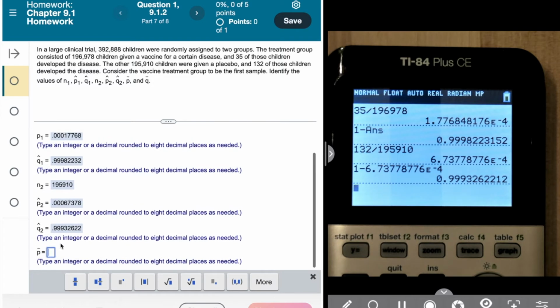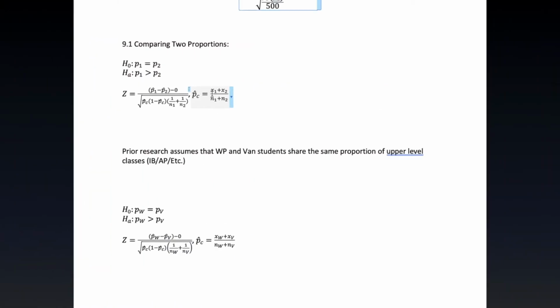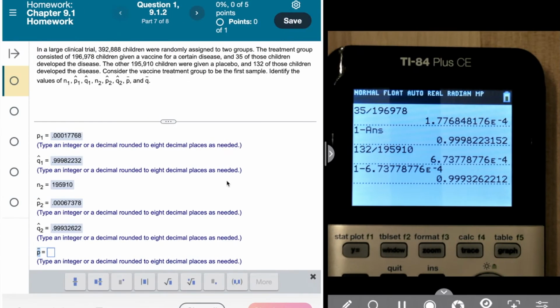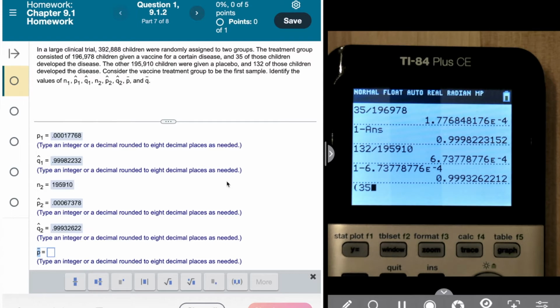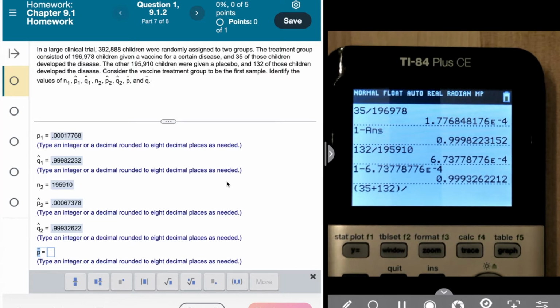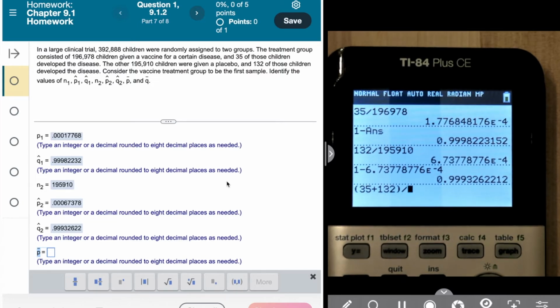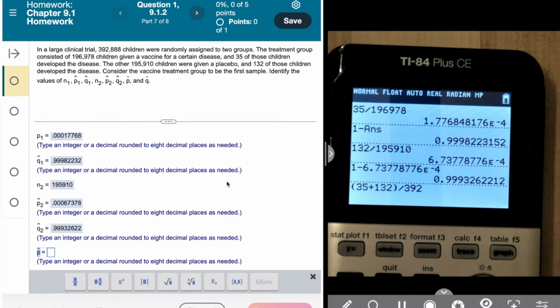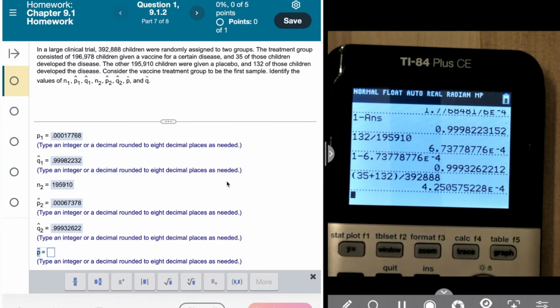Never mind, there's a little bit more. Okay, this is the way that they're going to write p of c. So our p of c formula is, again, just all my successes divided by all of my sample sizes. Well, that's going to be the 35 who got the disease who had the vaccine, the 132 who got the disease who didn't have the vaccine, divided by n1 and n2. So I could write both of those, the 196 and the 195, but I also know how many I totaled in general, so 392,888 is what I'll get when I add everyone together.